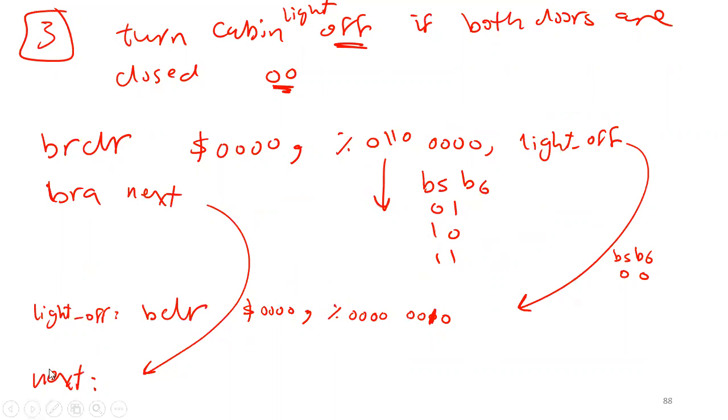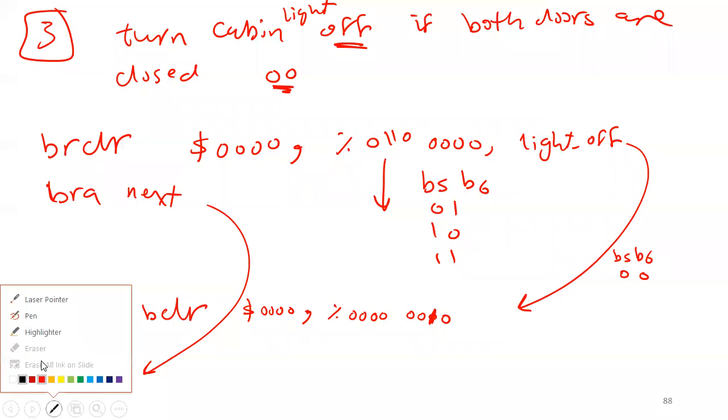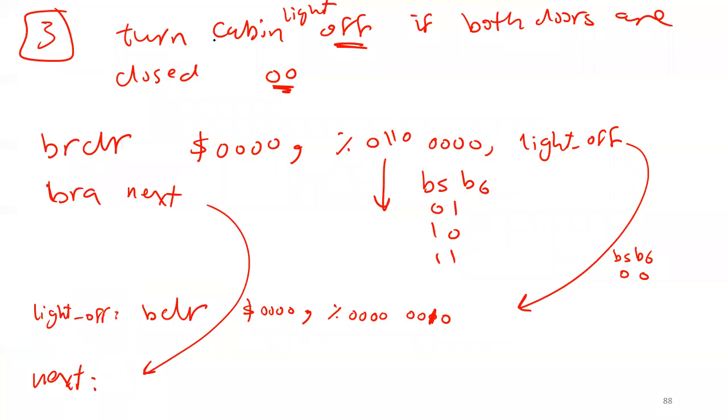So you got what I'm saying? The only way I want to turn the cabin light off is if the two doors are closed. Closed means 0, 0. So bit number 5 and 6 should be 0, 0, okay? Let's see how I can do it.